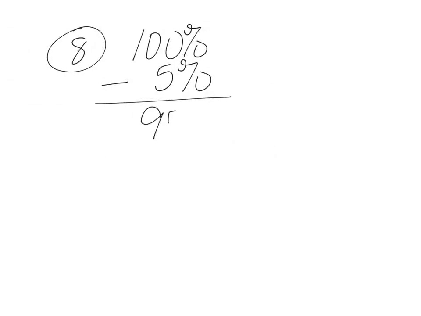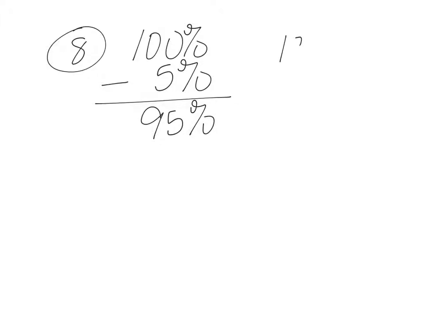Number 8, home prices have dropped 5% in the past 3 years. An average home in Indianapolis 3 years ago was $130,000. What's the average home price now? So it says it's dropped 5%. So we could multiply that by 5 and then subtract, or we could subtract now. So we want the value of the home now. And so it's 95% of the value that it was before.